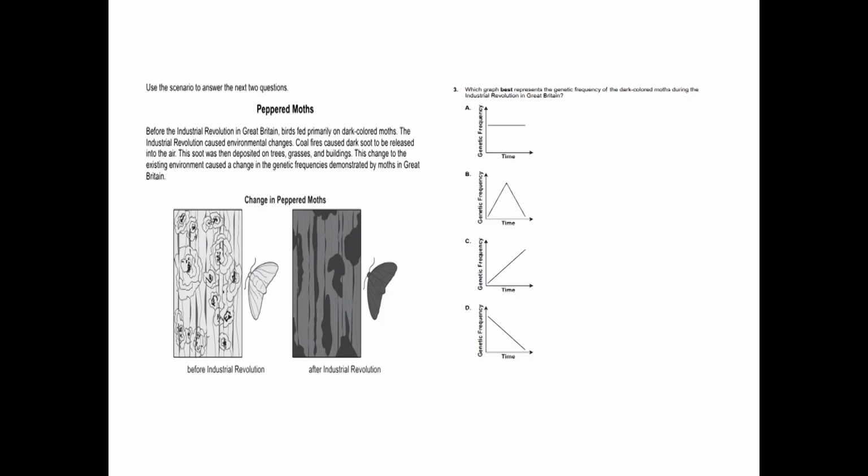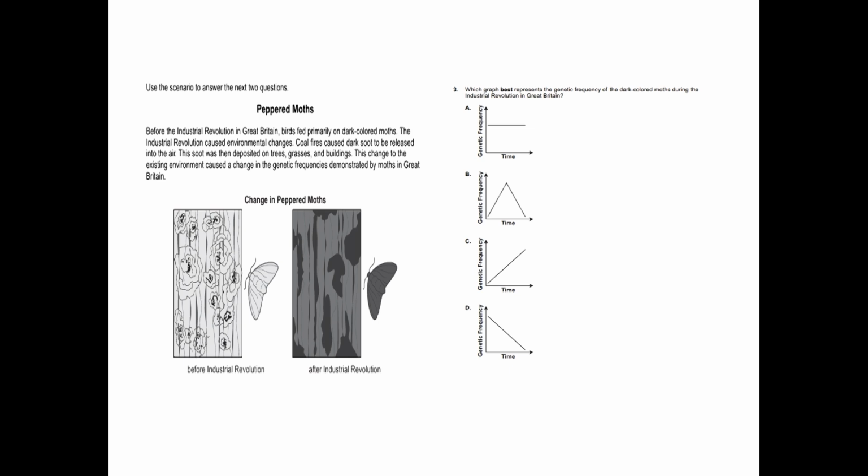So this says, use the scenario to answer the next two questions. Before the Industrial Revolution in Great Britain, birds fed primarily on dark-colored moths. The Industrial Revolution caused environmental changes. Coal fires caused dark soot to be released into the air. The soot was then deposited on trees, grasses, and buildings. This change to the existing environment causes a change in the genetic frequency demonstrated by moths in Great Britain. Okay, the question here says, which graph best represents the genetic frequency of the dark-colored moths during the Industrial Revolution?